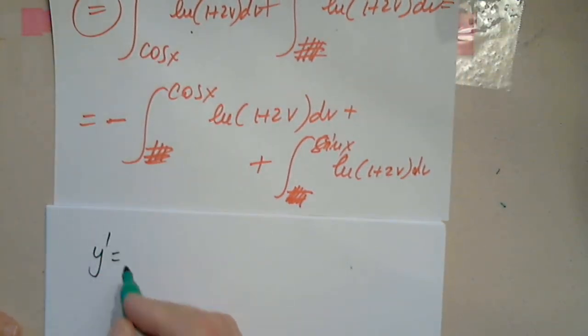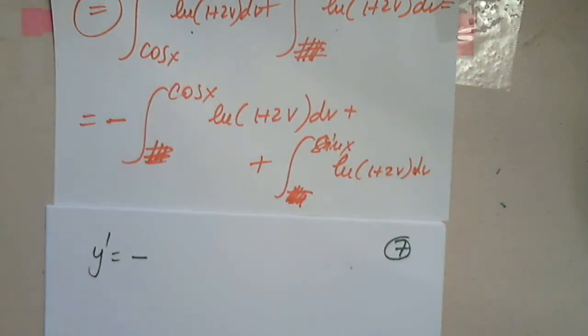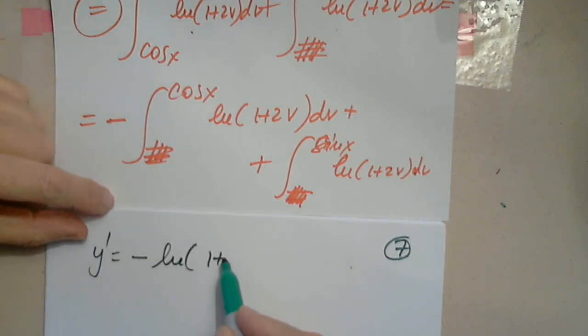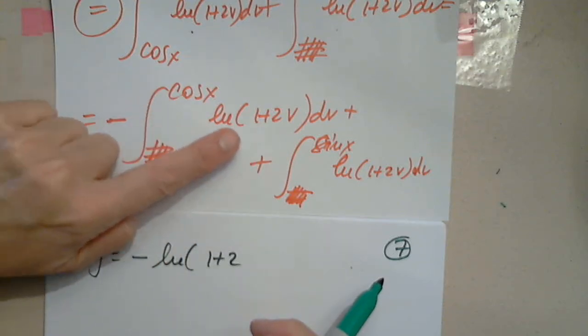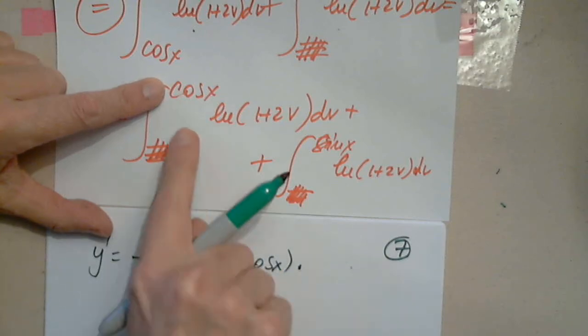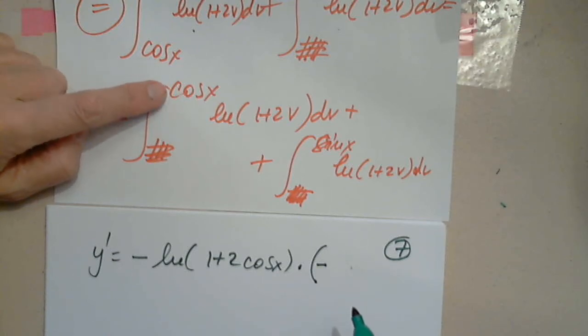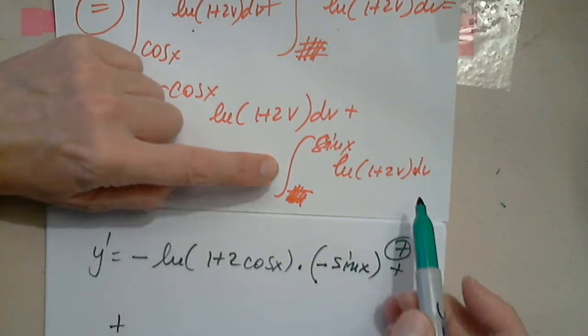So then y prime will be the derivative of this. Can anyone give us the derivative of that integral? So natural log of 1 plus 2b times... Careful. Yeah, 2 cosine x, times the inner function prime, so the cosine, or negative sine x. Excellent.